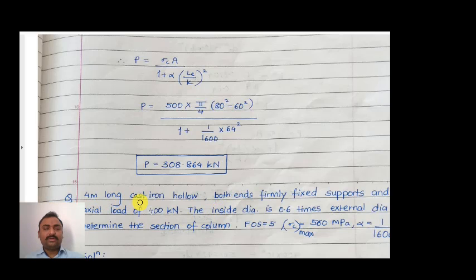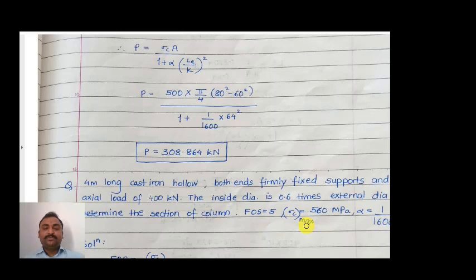A 4 meter long cast iron hollow column, both ends are firmly fixed, supports an axial load of 400 kilonewton. Okay, the inside diameter is 0.6 times the external diameter. Determine the section of the column where the factor of safety is 5, maximum compressive stress is 560 MPa, and alpha is 1 by 1600.